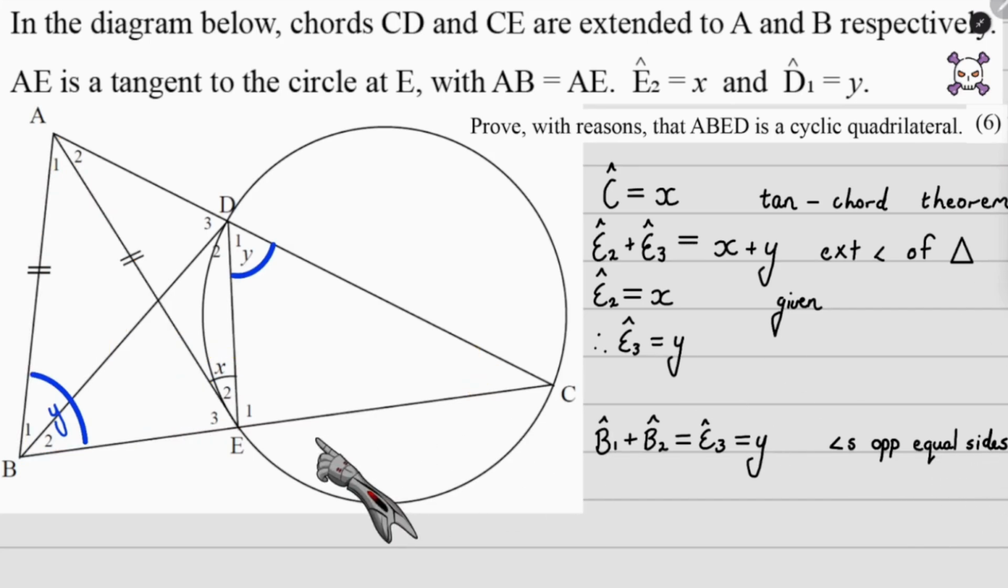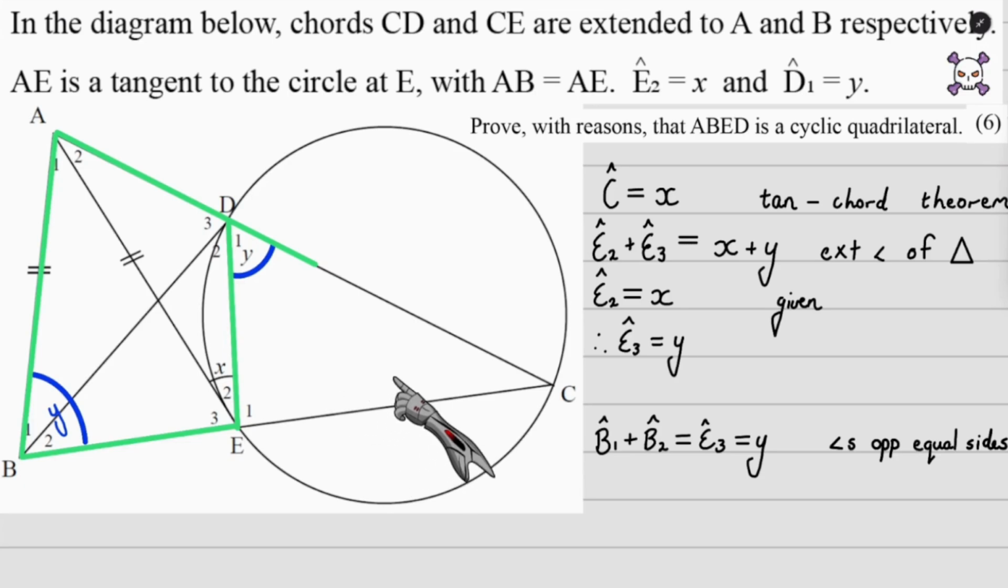And now our job is almost done. Look what we've accomplished. We've proved that the exterior angle of this quadrilateral is equal to the opposite interior angle. So now it is a cyclic quad. We've proved it. But there's a couple of things we need to state.